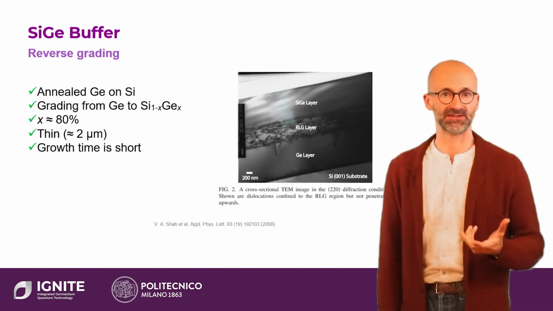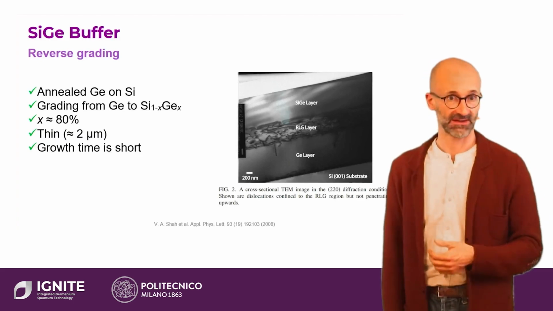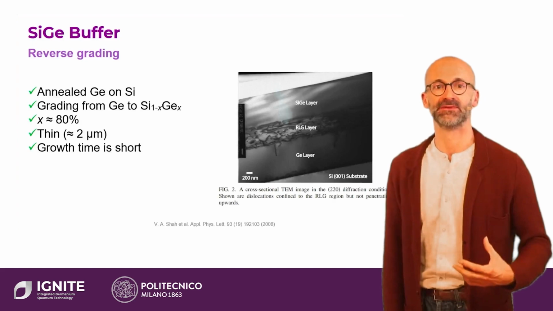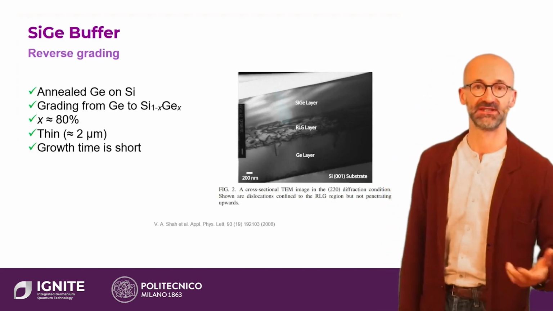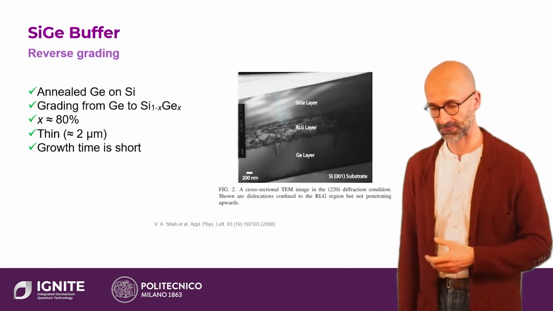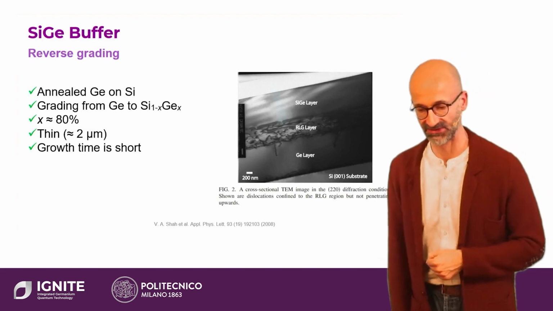And this whole thing can be relatively thin, about 2 microns, and that means the growth is much shorter, not only because it's thinner, but because historically by CVD, germanium requires a lower temperature and is faster at that low temperature compared to silicon germanium with a high silicon content. So this is faster and shorter to grow by conventional thermal CVD.